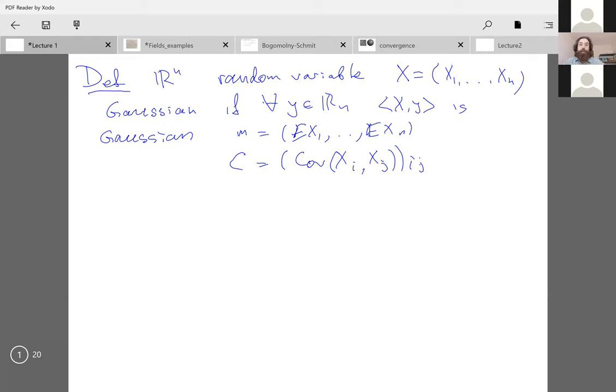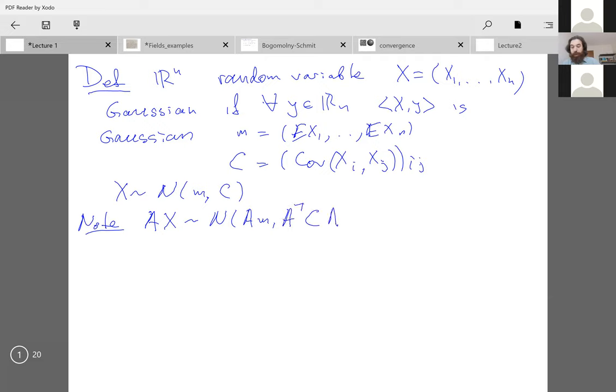Almost everything I'm going to explain is also valid for non-centered fields. It's just a bit more hassle to write everything down, so I'm not going to do this. Okay, so this is the finite dimensional case. And of course, we write this as X is normal with mean M and covariance C. An important observation, which is very simple, is that if we apply a linear transformation to this Gaussian vector, then the result is also a Gaussian vector, and its law can be written explicitly.